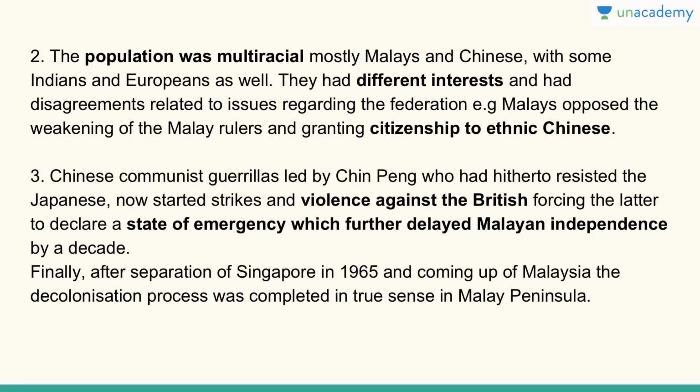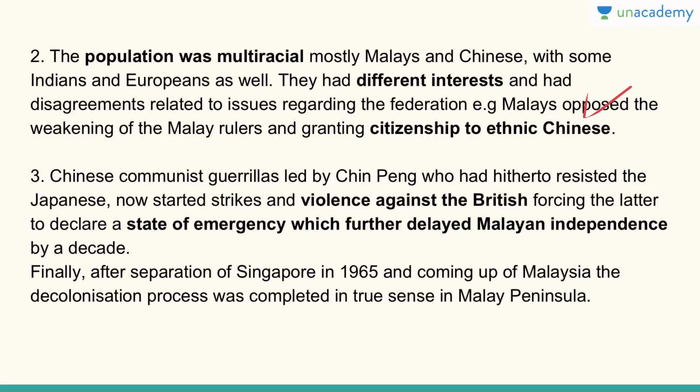Then second is the population was very multiracial. Mostly there were Malays, there were Chinese, there were some Indians, there were some Europeans as well, and they had different interests altogether, so they wanted to pursue different things, and they had disagreements related to issues regarding the federation. For example, Malays were especially against the Chinese becoming citizens, so they opposed the weakening of the Malay rulers and granting citizenship to ethnic Chinese people in Malaysia.